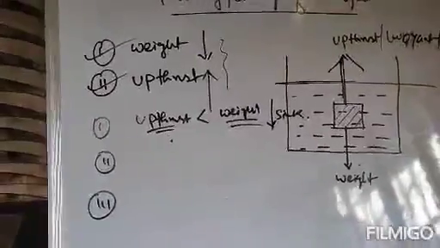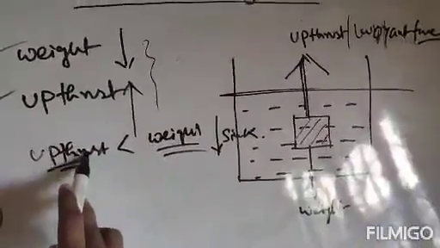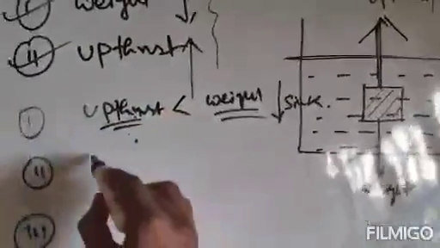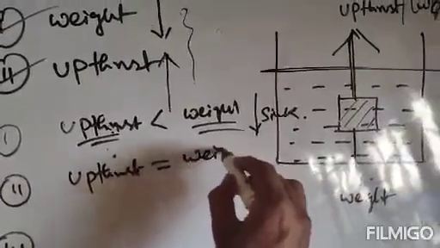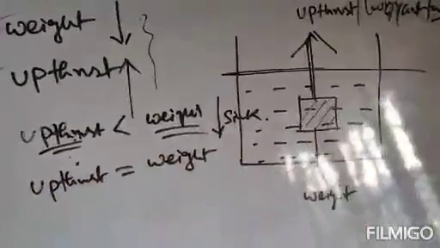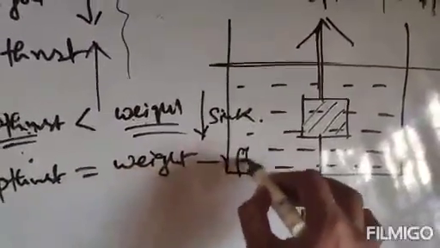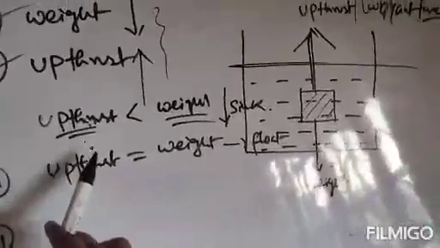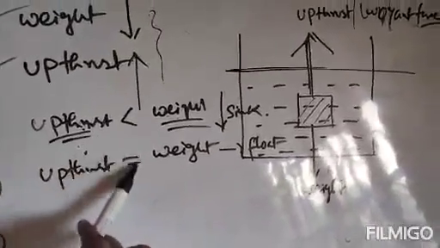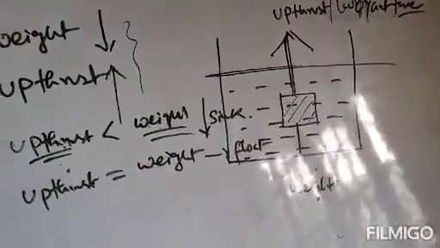The second condition is that when the buoyant force or upthrust is equal to the weight, the object will float in the liquid. That means when the upthrust or buoyant force given by the liquid is equal to the weight of the object, it will float on the liquid.